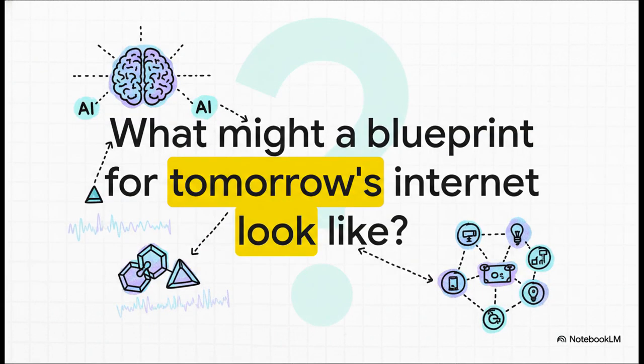So, the OSI model has been the foundational blueprint for our digital world for nearly 4 decades. It's an incredible testament to solid, forward-thinking design. But it leaves us with a fascinating question to chew on. As we move into a new age of AI, quantum computing, and the Internet of Things, what might a blueprint for tomorrow's Internet need to look like?